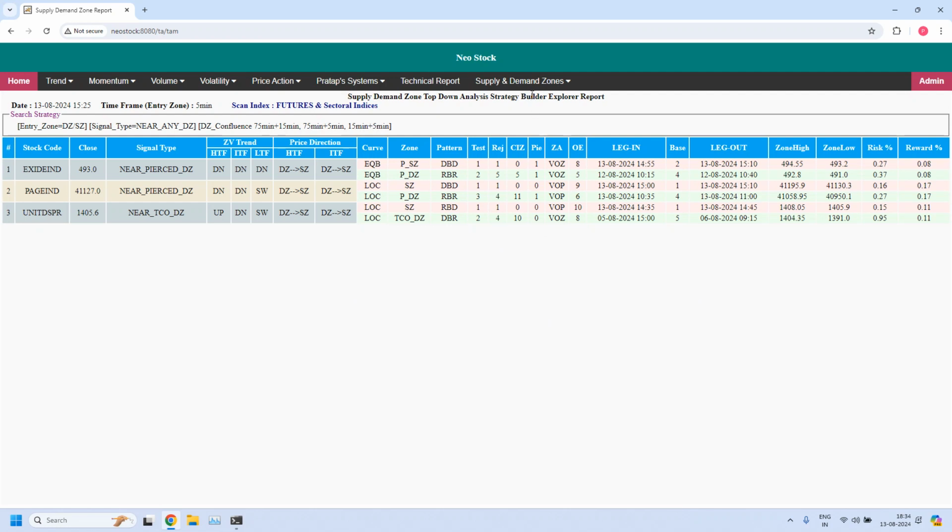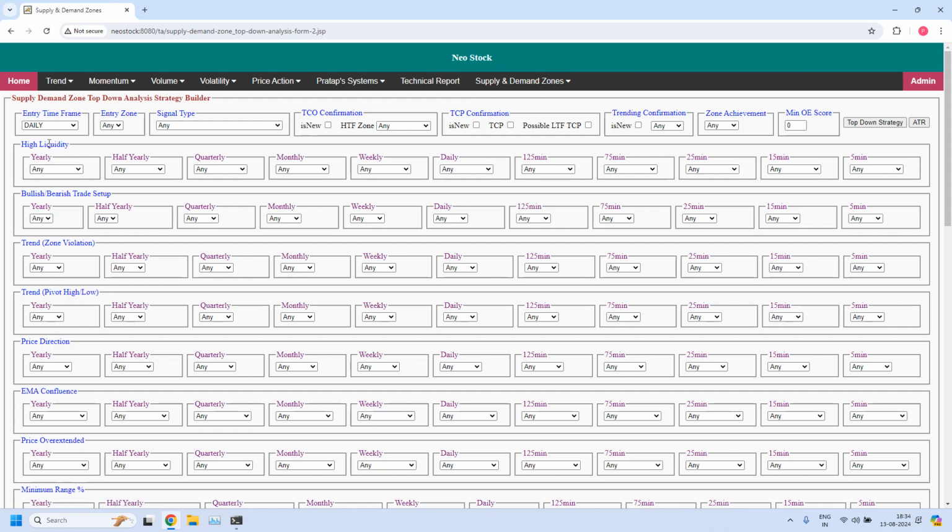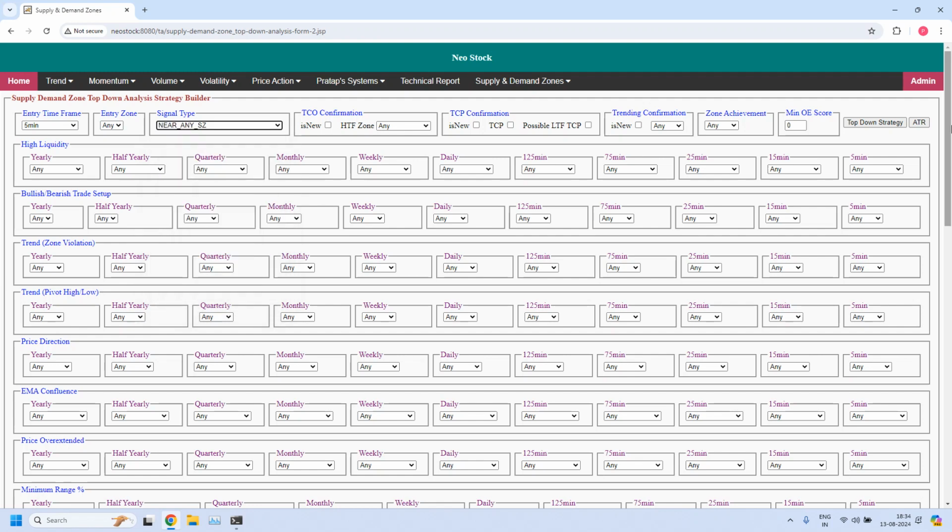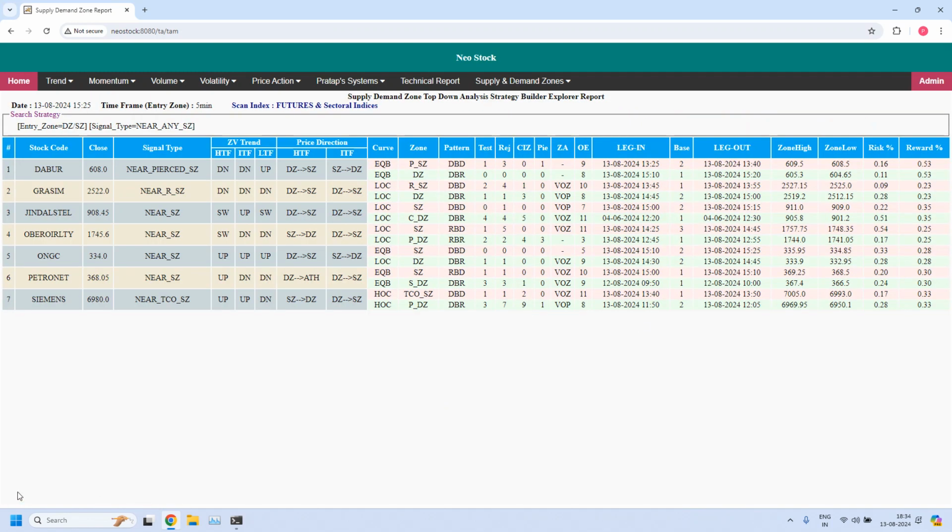Okay, now in the next report, for 5 minutes time frame, let us find the stocks near the 5 minutes supply zone. 7 stocks are filtered. Out of these 7, how many have confluence with the ITF time frame? And moreover, Dabur is already pierced, so it's not valid.